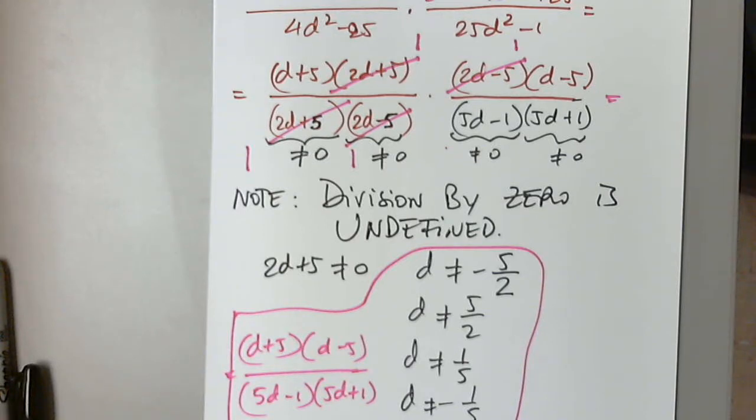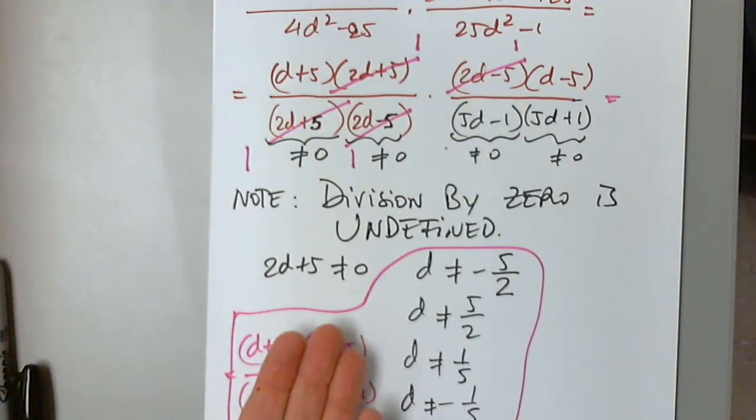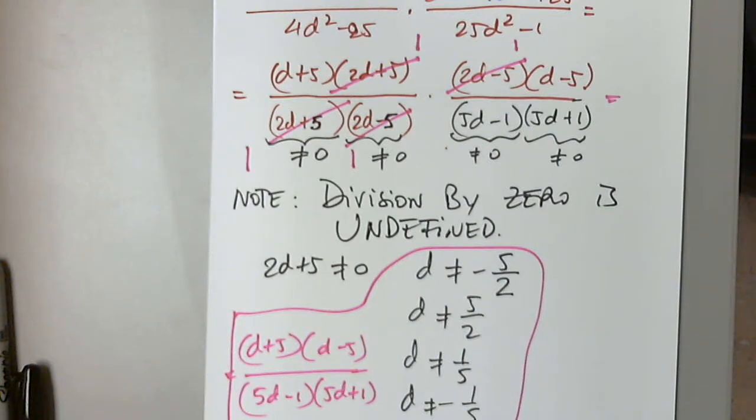If someone says to you that the final answer is this, without the restrictions, you have to say no. Because in all these situations, this expression doesn't even exist. Okay, that was a very long problem. It took us, I don't even know.